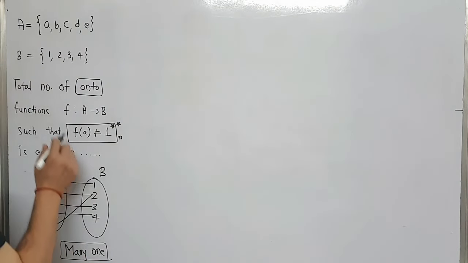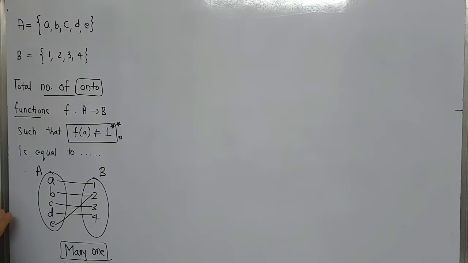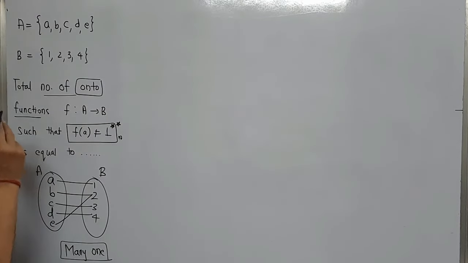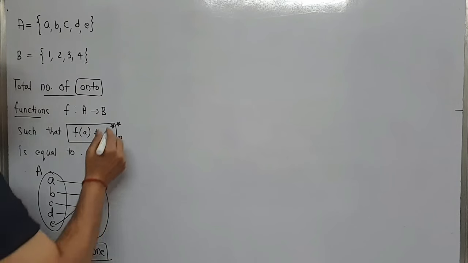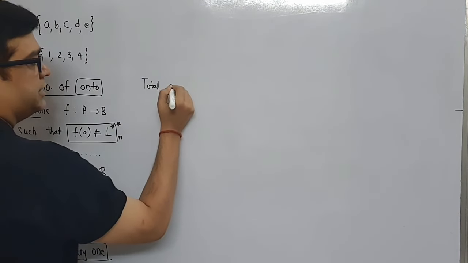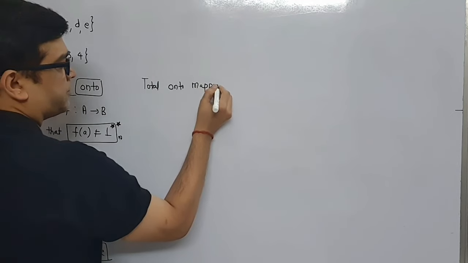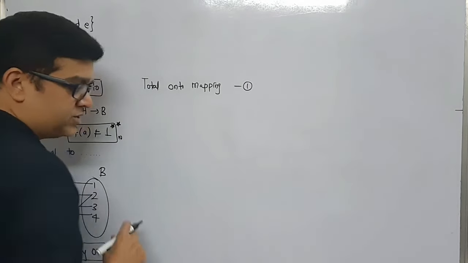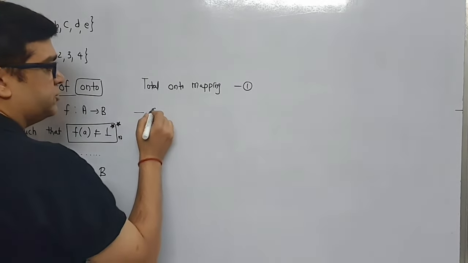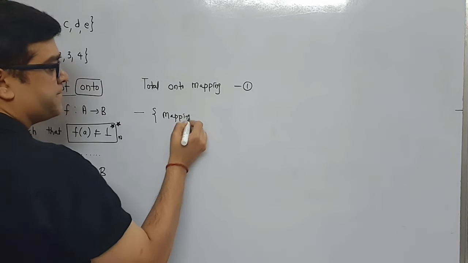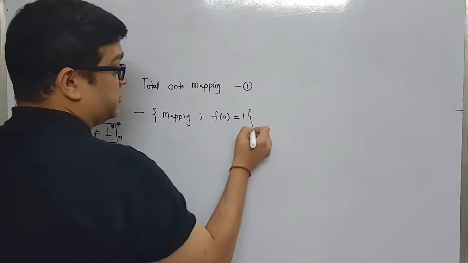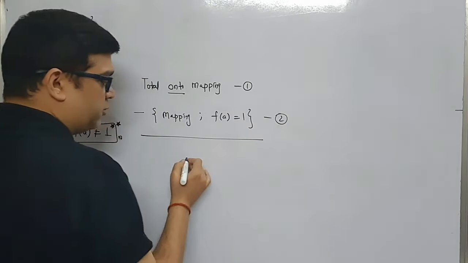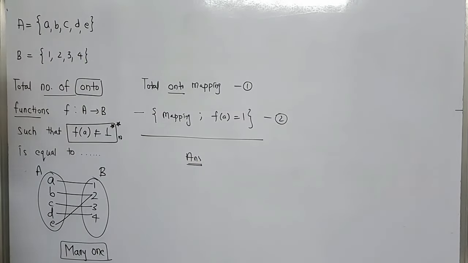An important thing, we have to find out total number of onto functions where f(a) is not equal to 1, means A is not mapped to 1. That situation we have to tackle. So for that, what we do is we find out total number of onto mappings first. That will be our step 1. I'm discussing the strategy for solving sums. So total number of onto mappings we are going to find out, and from that we are going to subtract mappings where f(a) is equal to 1. So total number of onto mappings minus the mappings where f(a) is 1 will be our required answer. So that is going to be the strategy.